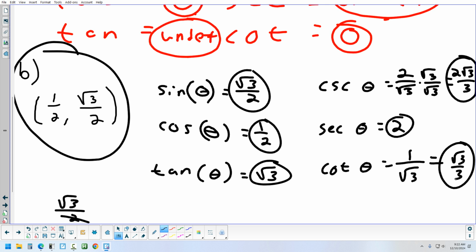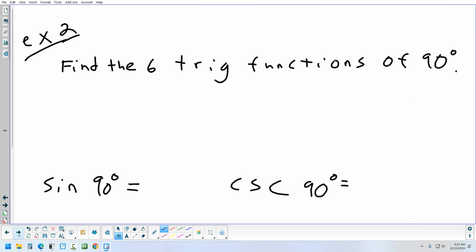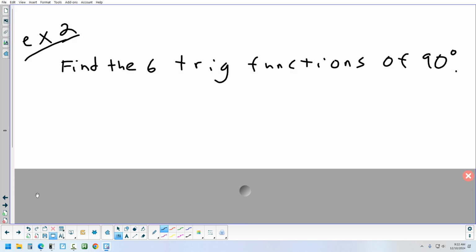Okay, any questions on those? All right. So now let's try the 6 trig functions of 90 degrees. Okay, what's different about this question compared to the last two? Yeah, it gave you an angle, not a coordinate. Right. They gave me an angle, not a coordinate. That's fine, but I can't work with 90 degrees. To do unit circle trig, I need to map that to a coordinate.